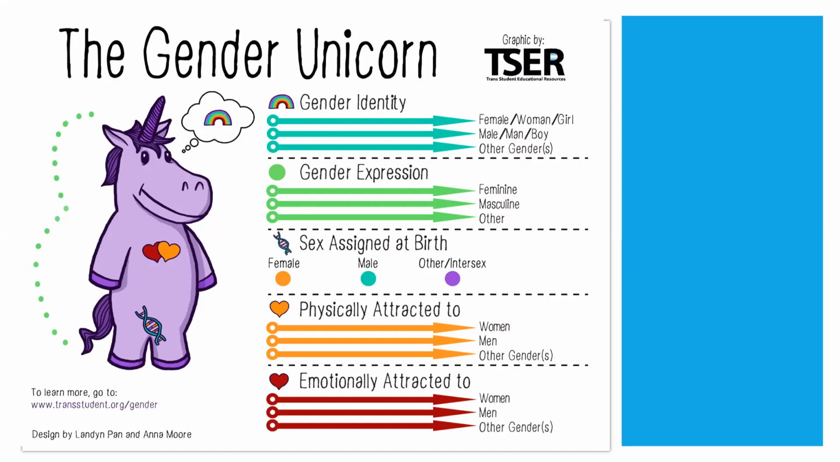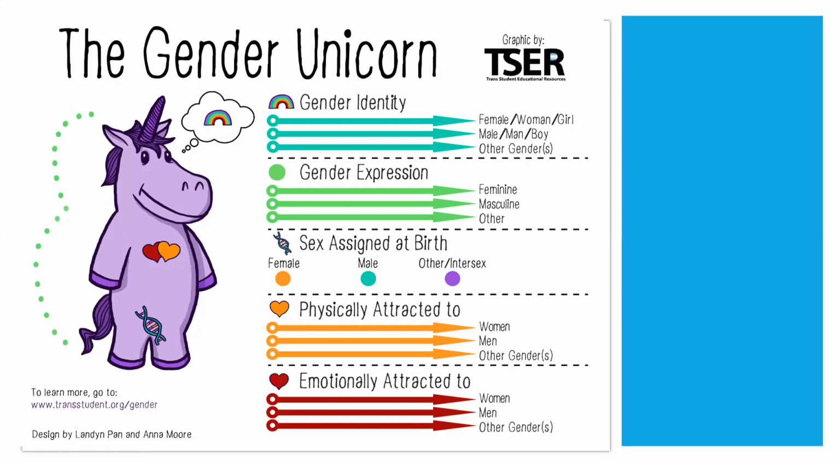Now, physically attracted, so physical attraction is located here, this heart. Physical attraction is more along the lines of your sexual attraction, like you're feeling these sexual feelings. You feel aroused, and this can be in reference to women, to men, both, or to other genders, or all. So physical attraction is more along the lines of what you feel physically about an individual.